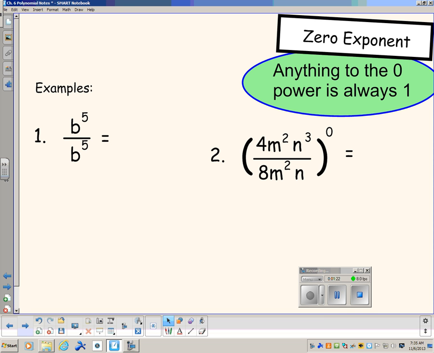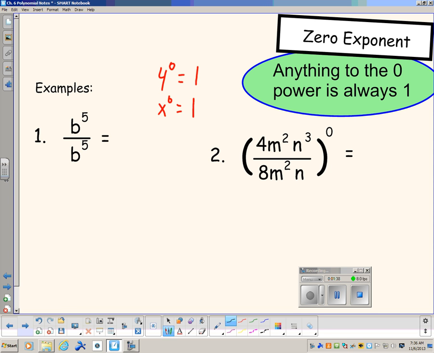So something else you need to know is anything to the 0 power is always 1. So for instance, if we have 4 to the 0 power, it's 1. If you have x to the 0 power, it's 1. So let's come down here and look at a couple examples.